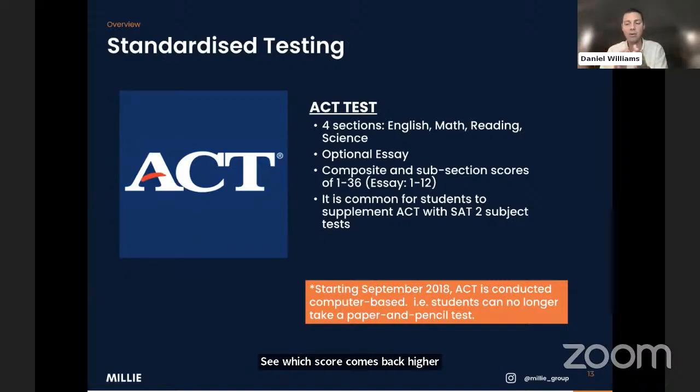There's a concordance table where you can compare, and go with the exam that you have a better baseline score with. It means that you're intellectually more suited to that particular exam.